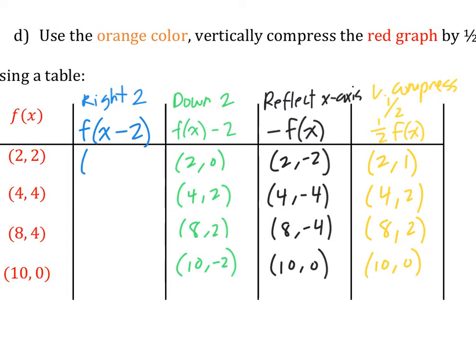So the points are actually going to move right 2, adding 2 to x. So (4, 2), (6, 4). Oh, sorry, (6, 4), (10, 4), (12, 0). Okay, so in function notation, this is kind of how we're going to present it.